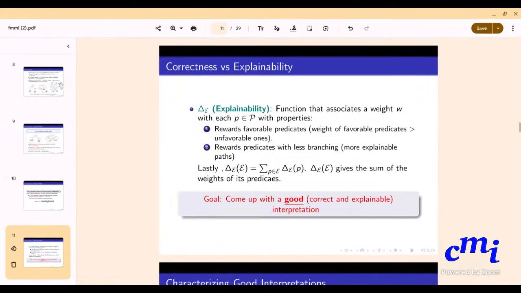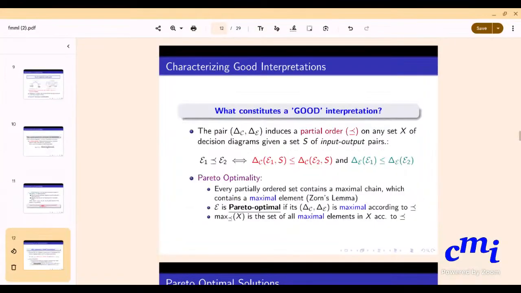So the goal is to come up with a good interpretation, which is basically correct and explainable. I have just highlighted the good part. I have not defined it yet. I'll define what it means to be good. So the question is, what constitutes a good interpretation? Given any interpretation, you can use good or okay, and then you come up with Pareto optimality as your measure of goodness. Yes, correct.